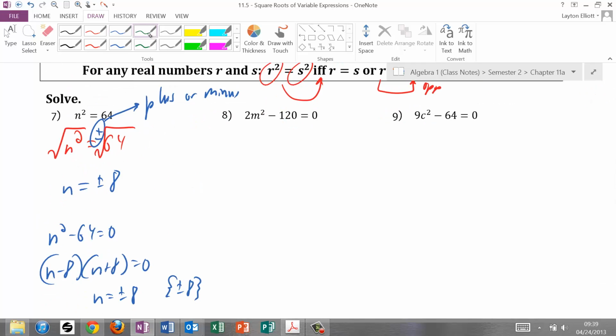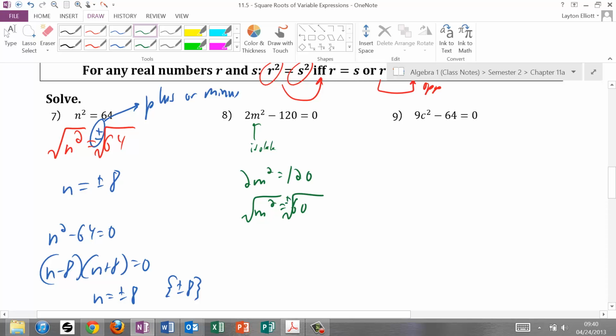Number 8, first we want to isolate the m squared. So we're going to add 120 to both sides. Get 2m squared is equal to positive 120. Divide both sides by 2. M squared is equal to 60. And then we're going to take the plus or minus square root of both sides. So I'm going to stick the square root, plus or minus, and I get m is equal to plus or minus radical 60.